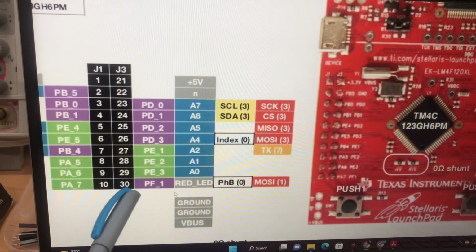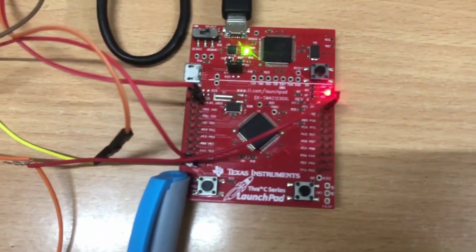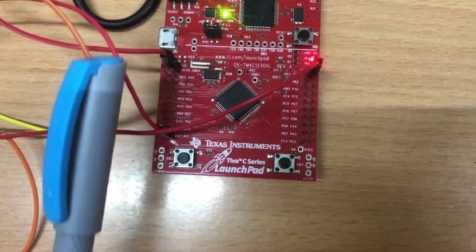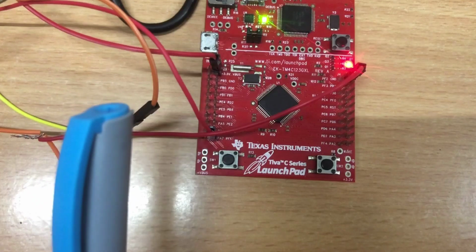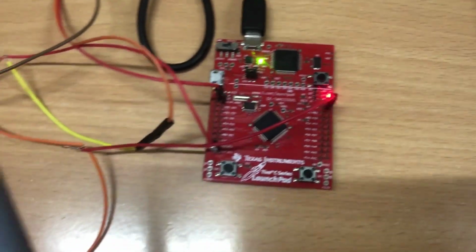It's the bottom left corner here. This is our PWM signal, which is the 30th pin. It is taken out and then given to the input of the servo motor. And there is a supply voltage and ground.